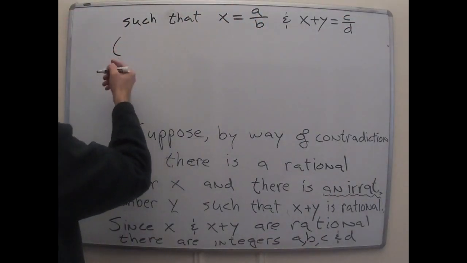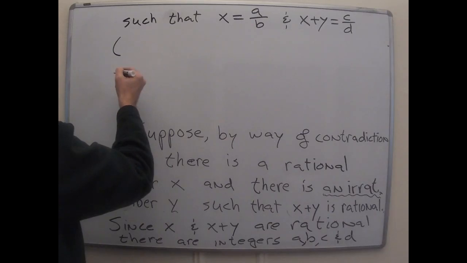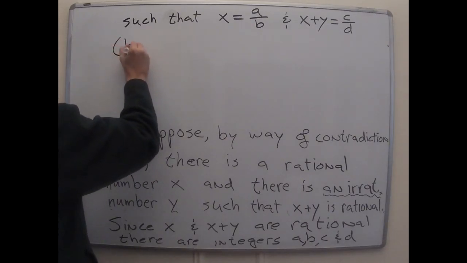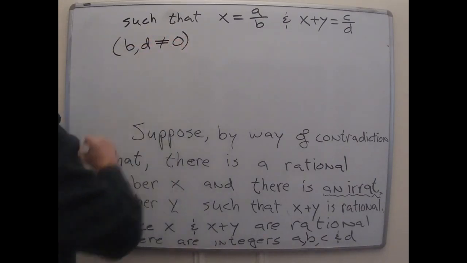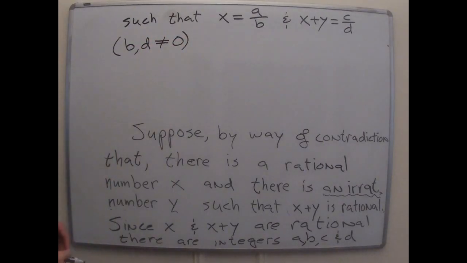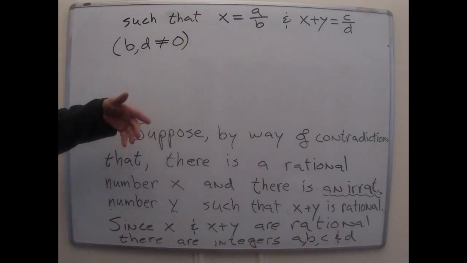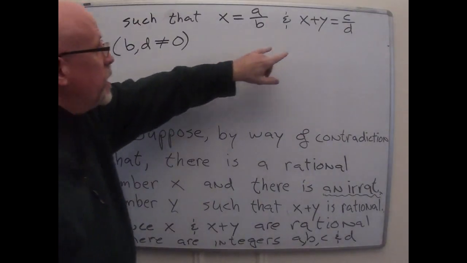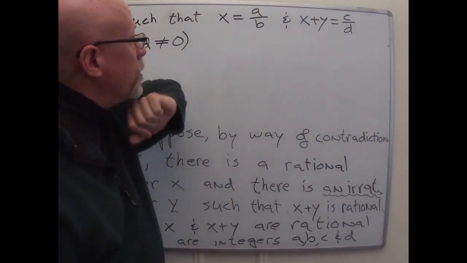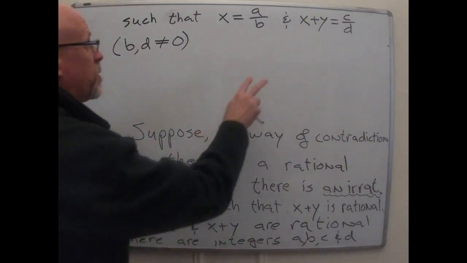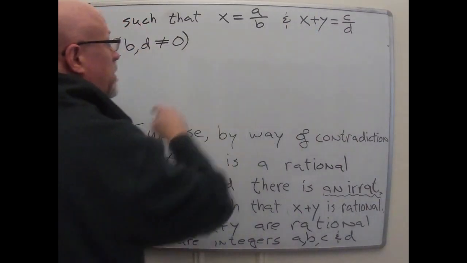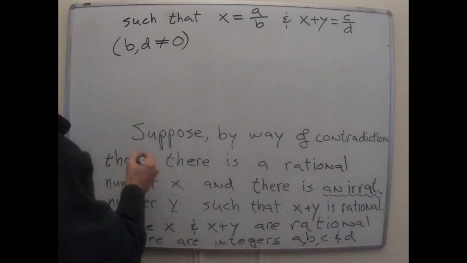And we won't really need this, but b and d are non-zero. And to be honest, we could probably get away without even referring to this whole integer thing, because we previously proved that the difference of two rational numbers is rational. And what is the difference of x plus y and x? Well, they differ by y.